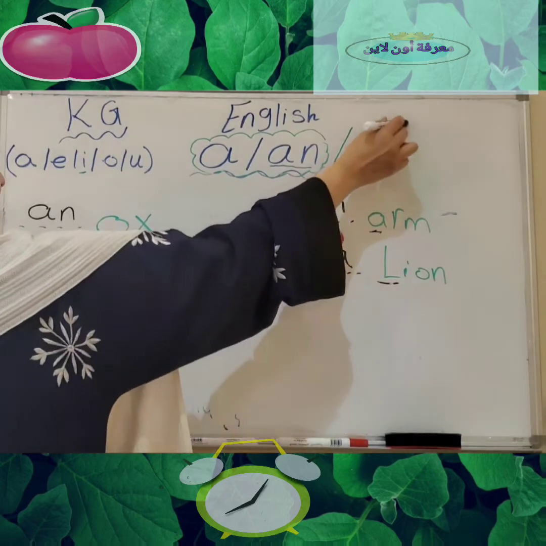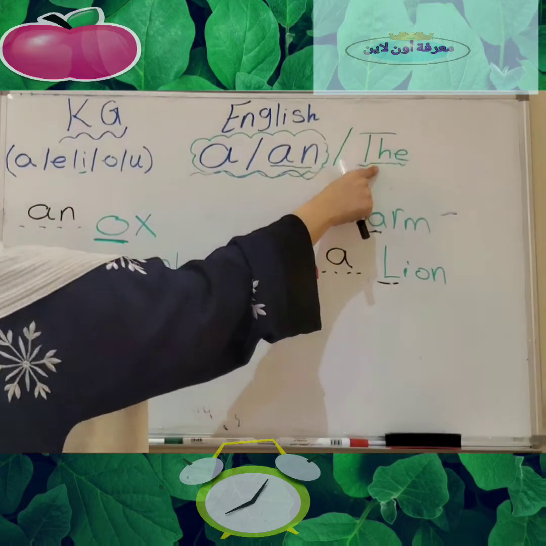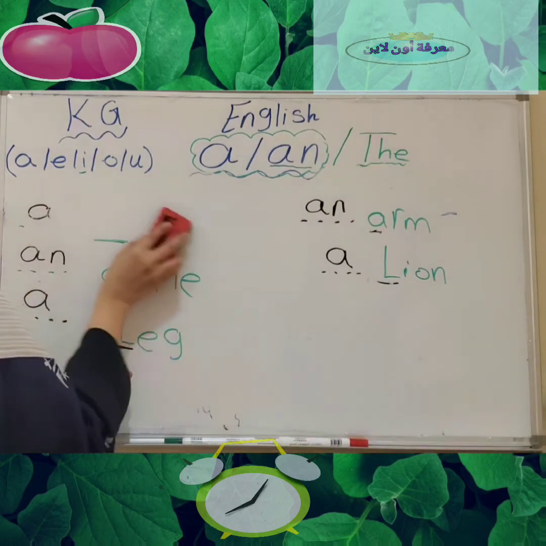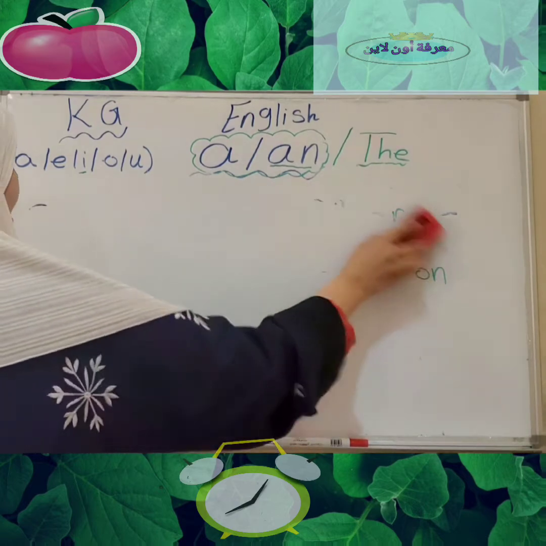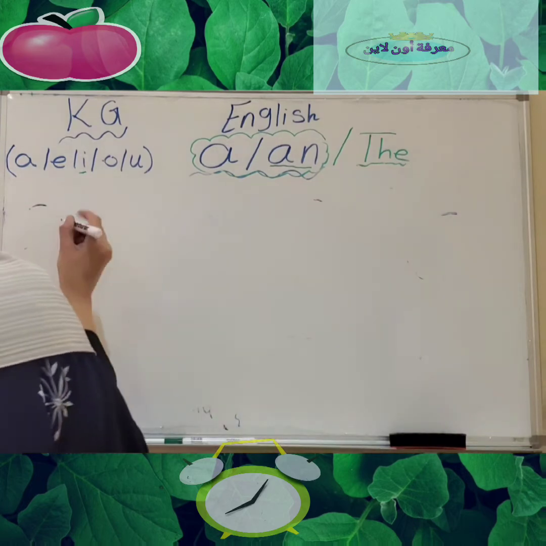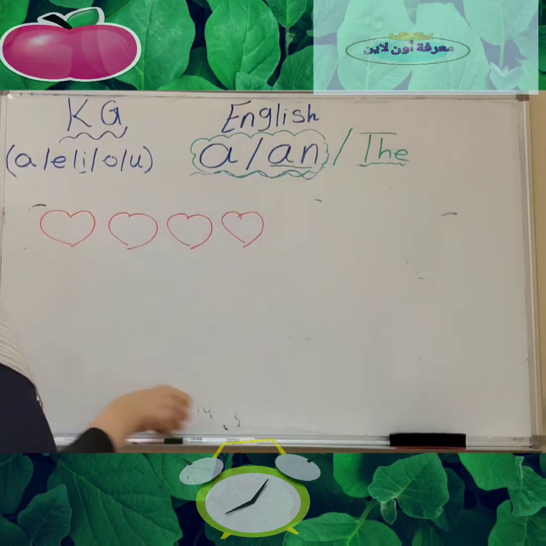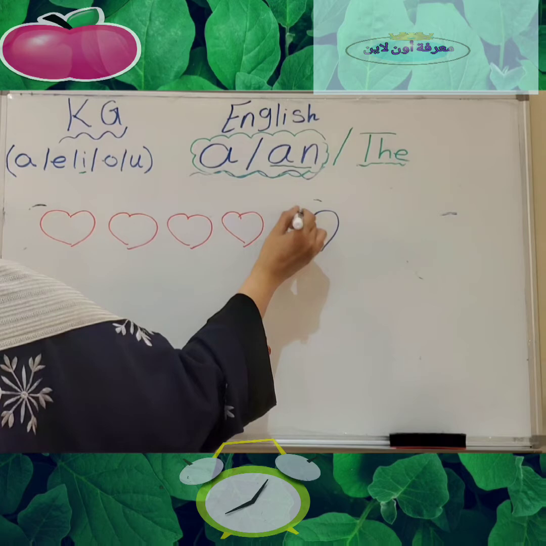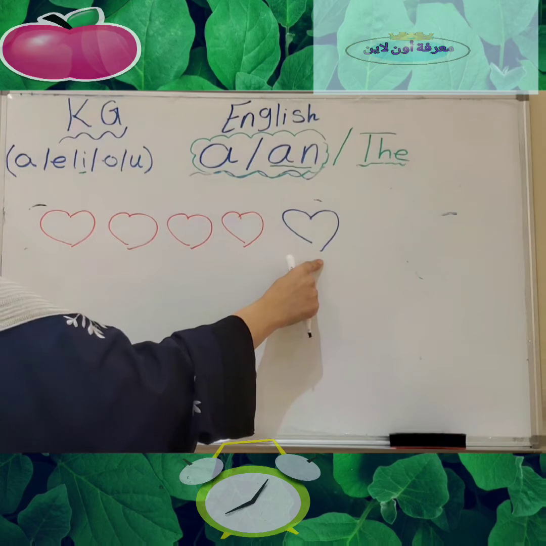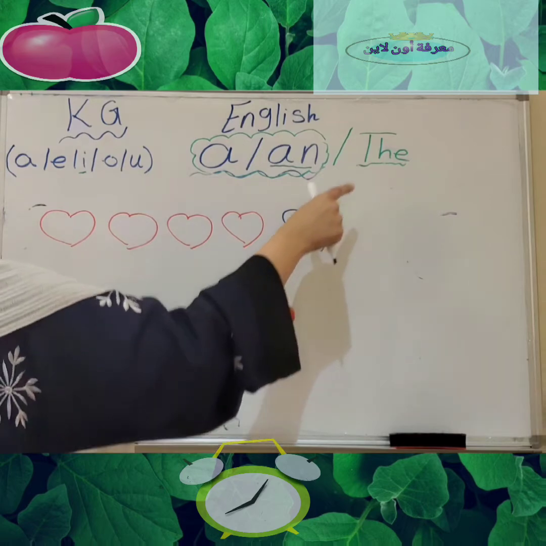This article, the. Article the, when I mean something by itself. Let's see this. For example, if I have 5 apples, 4 of them are red and only one of them is blue. If I need to mention the blue one by itself, I use the.